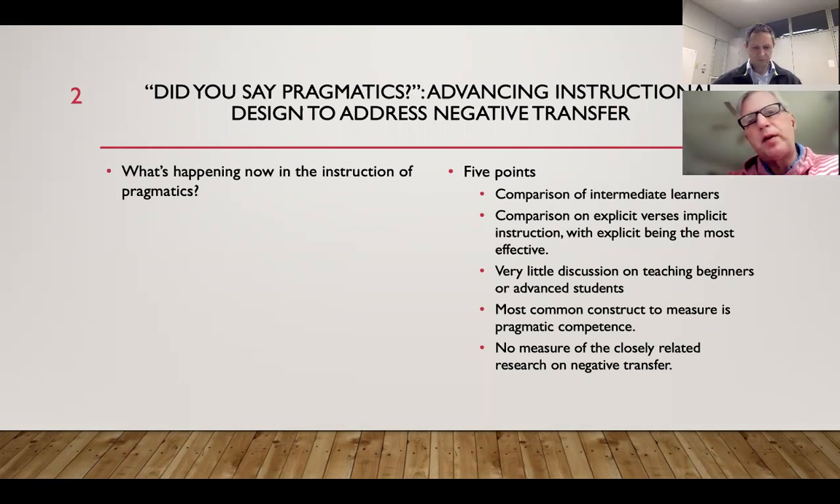However, there's been very little measurement of the closely related research on negative transfer. Negative transfer has to do with when there's a difference between the first language and the second language in some sort of pragmatic form or grammatical form. And instead of the learner relying on the form used in the second language, the learner relies on the form used in the first language, transfers that form, and incorrectly uses it in the second language. This has, of course, the effect of slowing down second language acquisition.